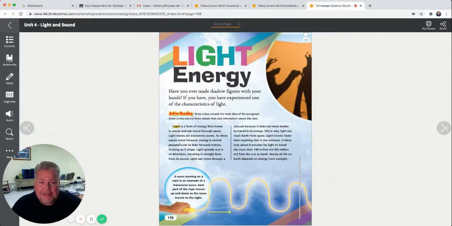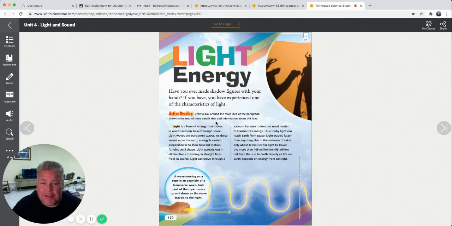Well, light energy. We know light's a type of energy, right? Have you ever made shadow figures with your hands? If you have, you've experienced one of the characteristics of light. That's fun, isn't it? Shadows are a part of light. We're going to find out about them.